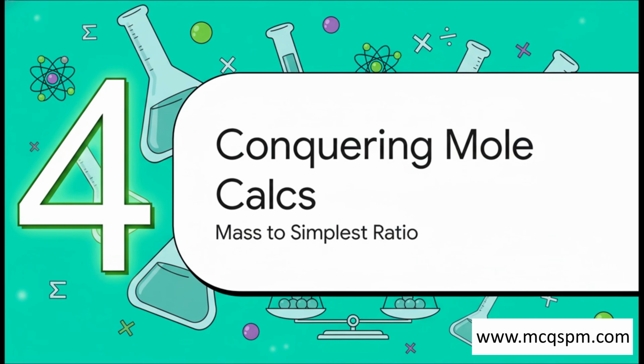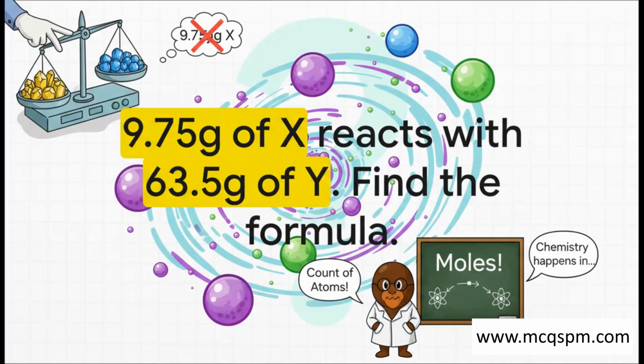Okay, deep breaths, everyone. We're heading into the big one: mole calculations. I know, this is where people get nervous, but trust me, we're going to break this down and make it super simple. Now here it is, the number one trap that almost everyone falls into at first. They see 9.75 grams and 63.5 grams, and they immediately try to compare those numbers. No. You have to remember, chemistry doesn't speak in grams, it speaks in moles.